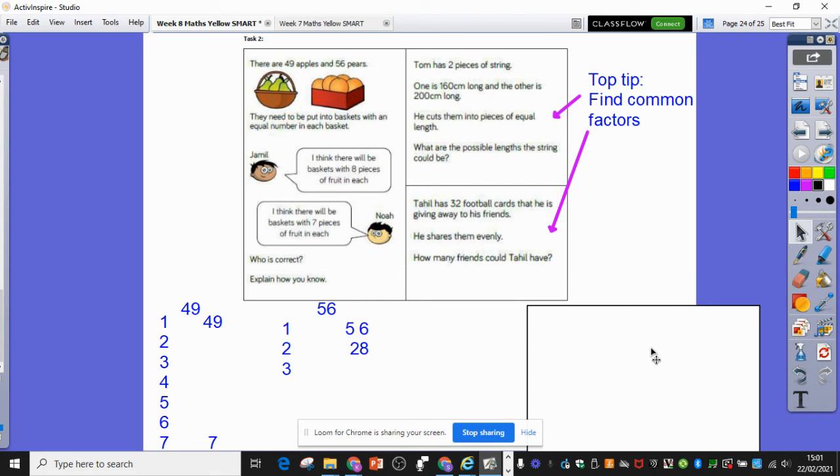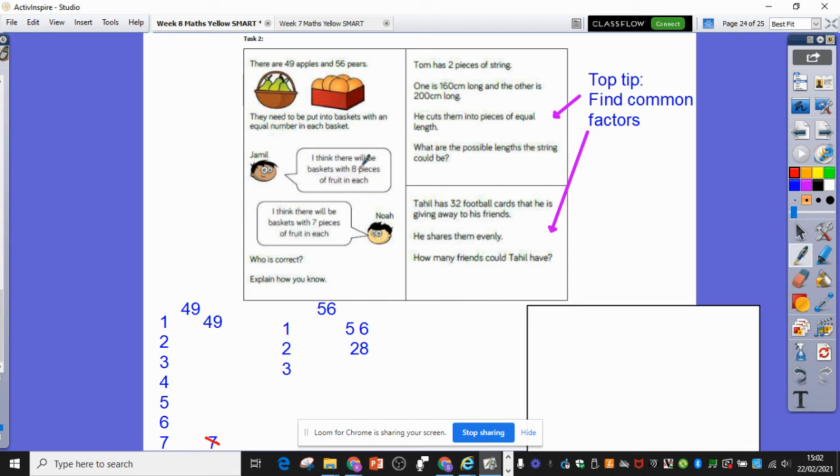So I've listed the factors of 49 here, the factor pairs. I've shown you how to do them. We know it's not 2, 3, 4, 5, 6, but we know that we have got a repeating pattern there, 7 and 7. I only need one of those, so I can take that out. So I know that my factors of 49 are 1, 7, and 49. And I've started to do, you need to do the same for 56. And then when you've done that, find the common factors.